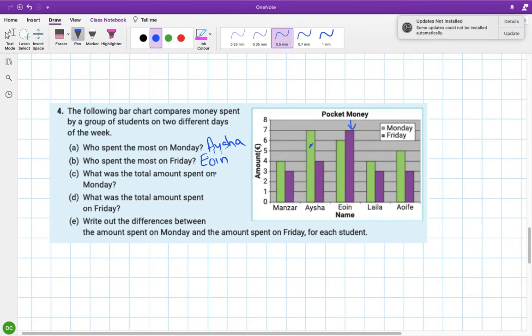What was the total amount spent on Monday? Right, so green bars, €4, 7, 6, 4, and 5. It's 10, 21, 21 and 5 is 26.